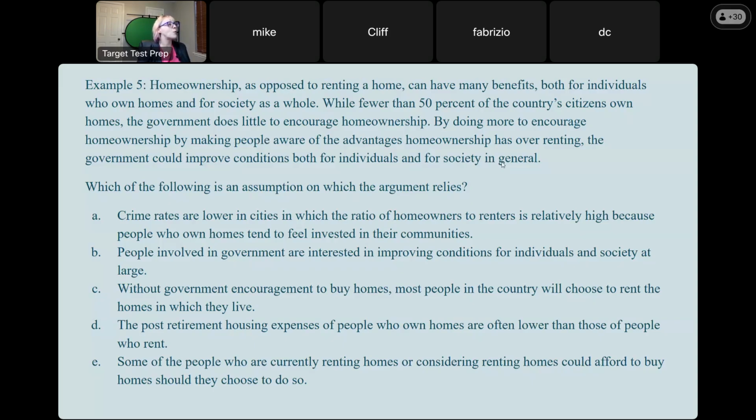What if they're not? What if the people in government are not at all interested in improving conditions for individuals and society at large? This can still be true by doing more to encourage home ownership. It might be less likely that they would do so, but the conclusion is that if they did encourage home ownership by making people aware of the advantages, then they can improve conditions for both individuals and for society in general. So this is a tempting answer, but if you negate it, you can see that it does not nullify the conclusion.